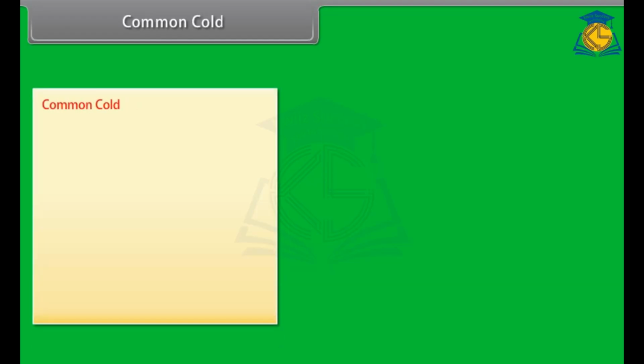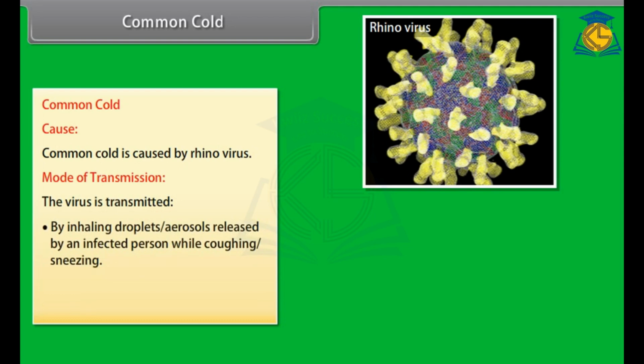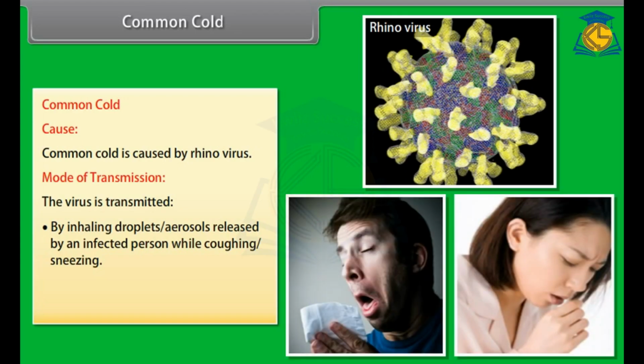Common cold. Cause. Common cold is caused by rhinovirus. Mode of transmission. The virus is transmitted by inhaling droplets and aerosols released by an infected person while coughing or sneezing, and by using contaminated objects like pens, books, mouse, etc.